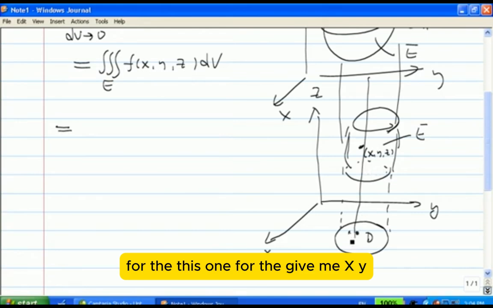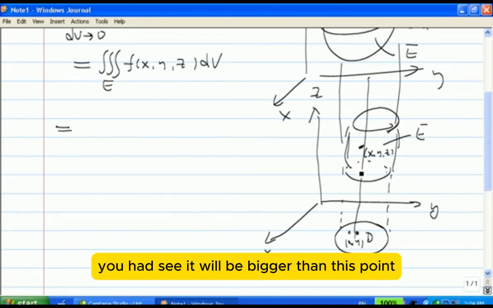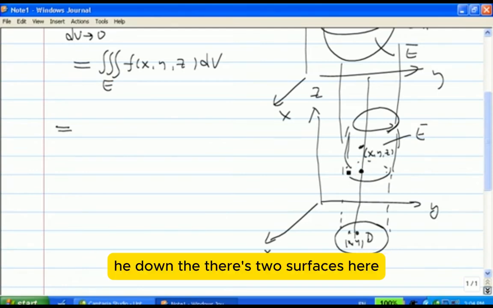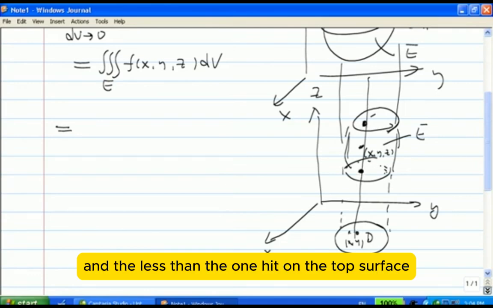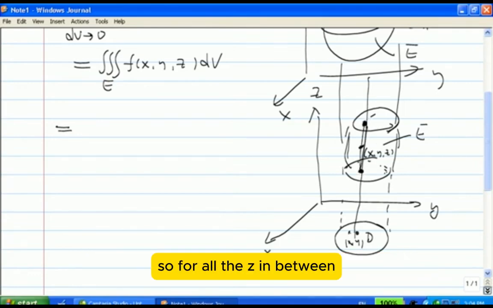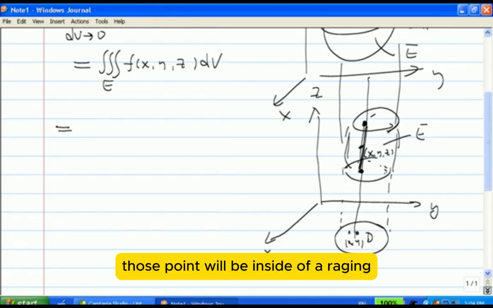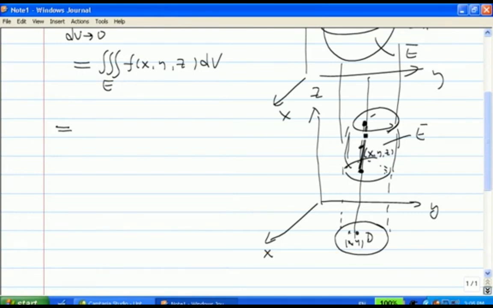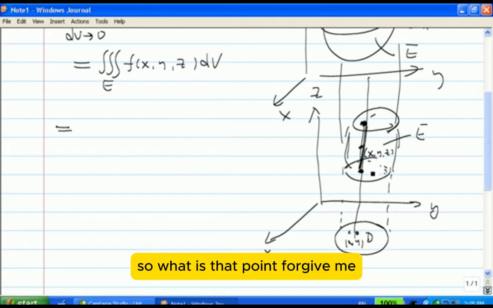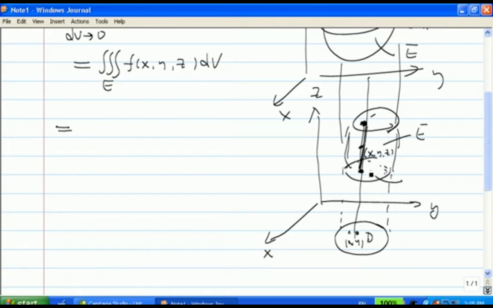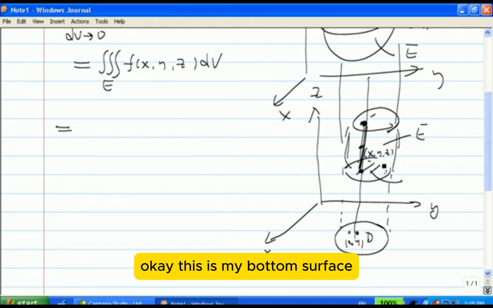For a given xy, your z will be bigger than the point you hit on the bottom surface and less than the point you hit on the top surface. There are two surfaces here, the bottom one and the top one. For all the z in between, those points will be inside region E. So how do you find the point that z is bigger than and the point it is less than? For a given x, y, you hit this bottom surface.